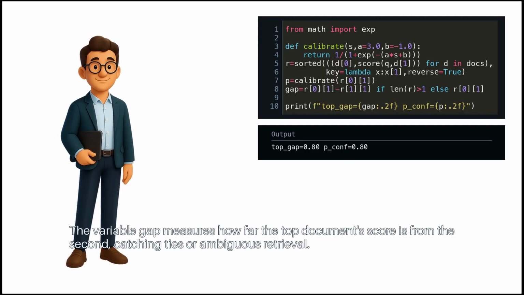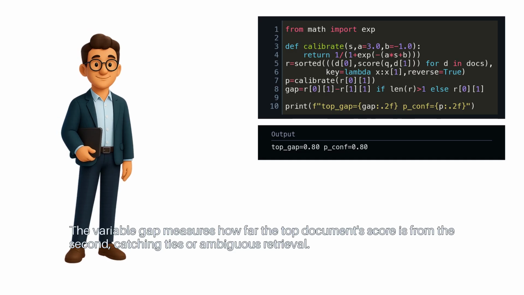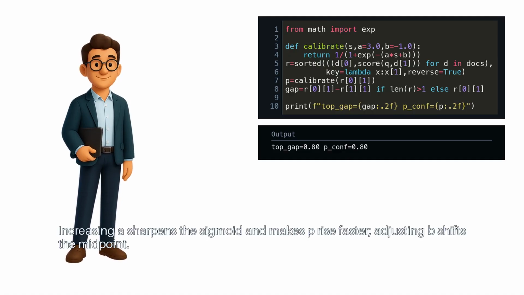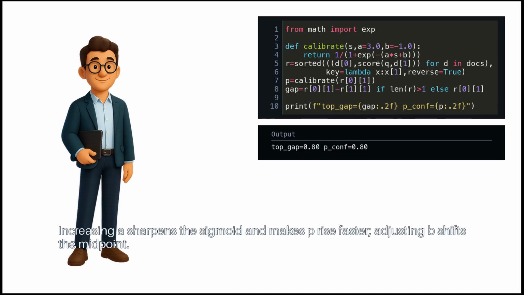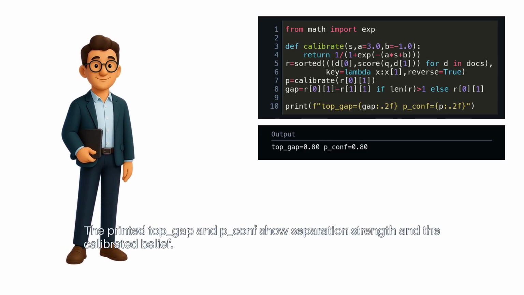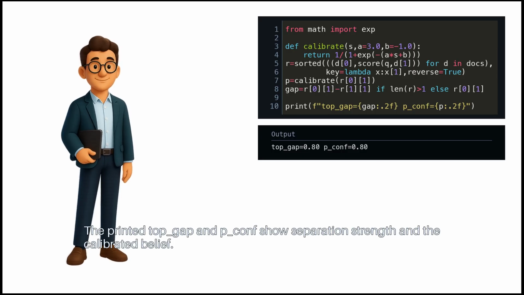The variable gap measures how far the top document score is from the second, catching ties or ambiguous retrieval. Increasing A sharpens the sigmoid and makes P rise faster. Adjusting B shifts the midpoint. The printed top gap and pconf show separation strength and the calibrated belief.